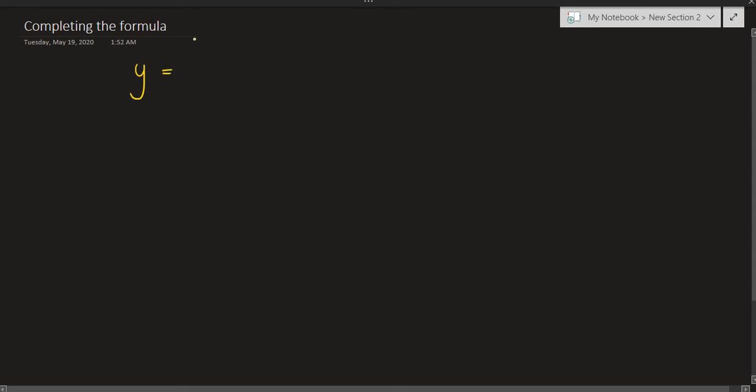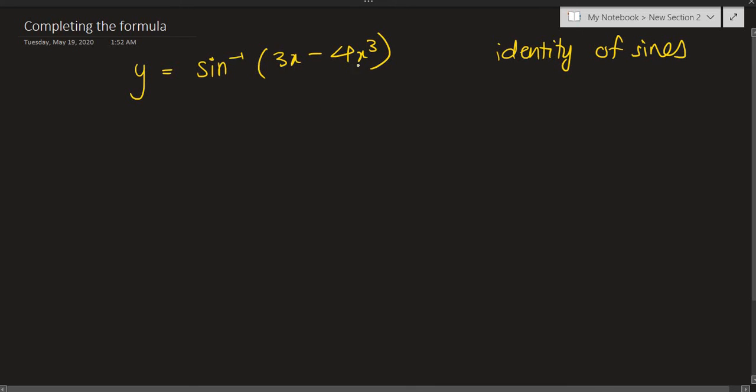So we have y equals sine inverse of 3x minus 4x cubed. Well, again, no scope to do standard substitution, no x squareds around. So is there any identity, over which function now? Well, we have a sine inverse outside, so we need an identity over sine, an identity of sines inside, so that eventually they'll cancel out.